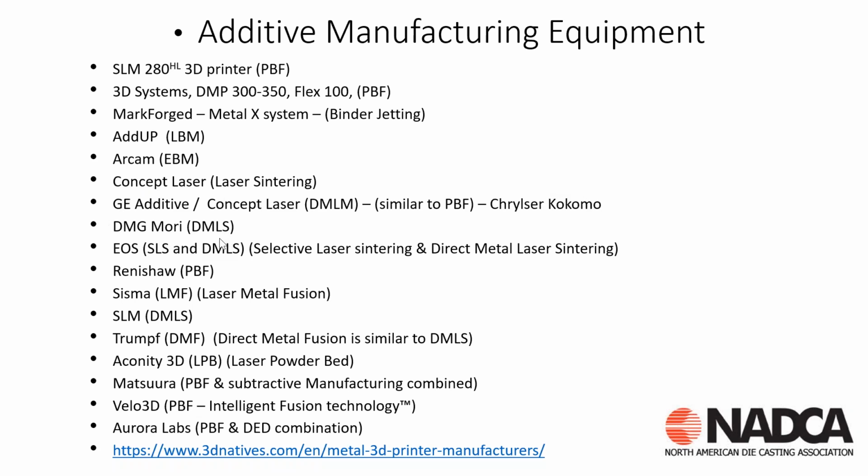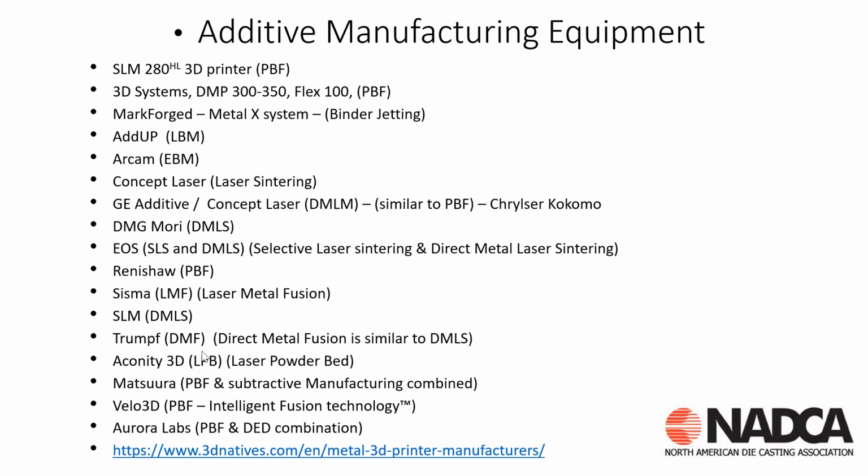We got DMG Mori, and they've got a direct metal laser sintering system. EOS, they're a large player in this field, and they've got a couple processes. So they've got selective laser sintering and then direct metal laser sintering. Renishaw has a powder bed fusion. Sysma has a laser metal fusion. SLM, once again, has a direct metal laser sintering.